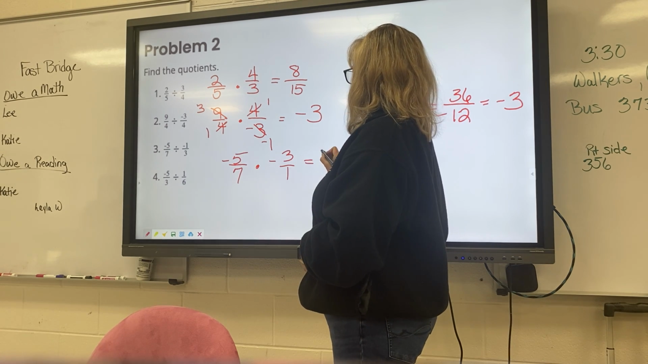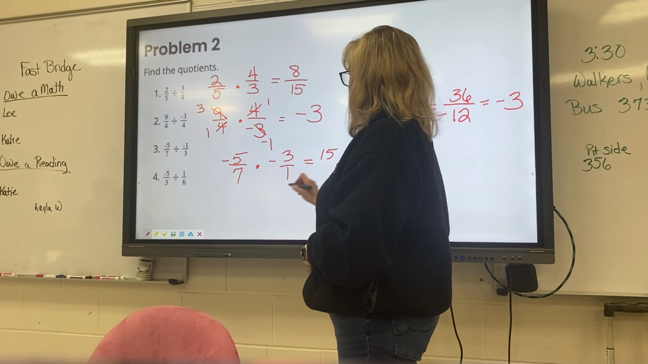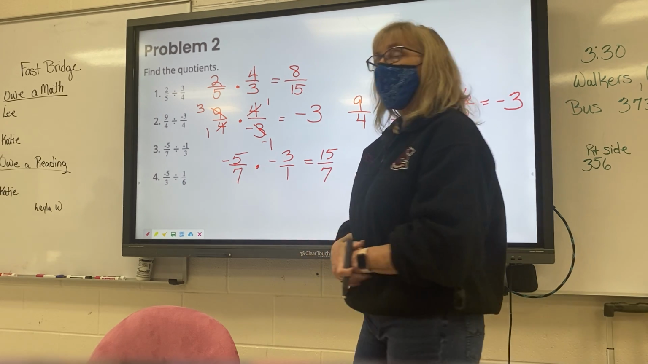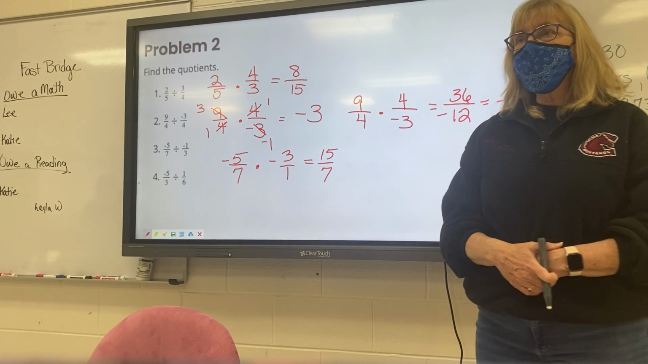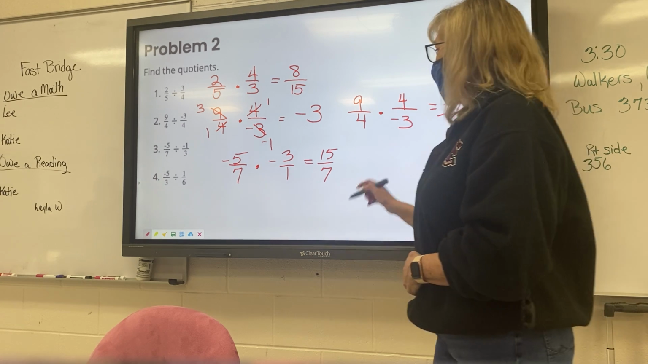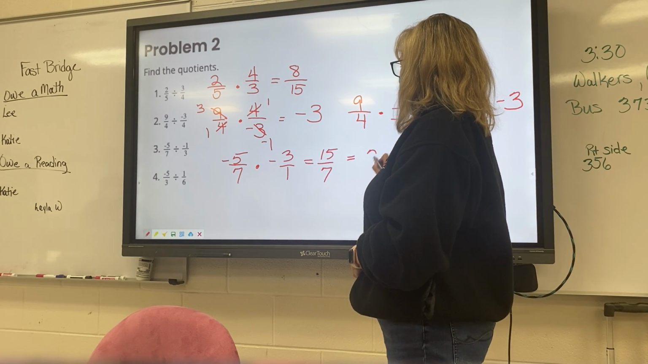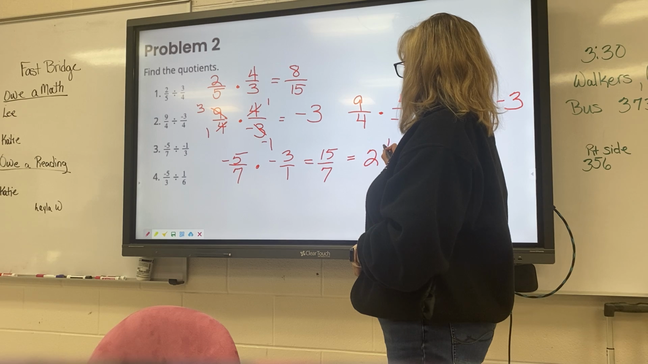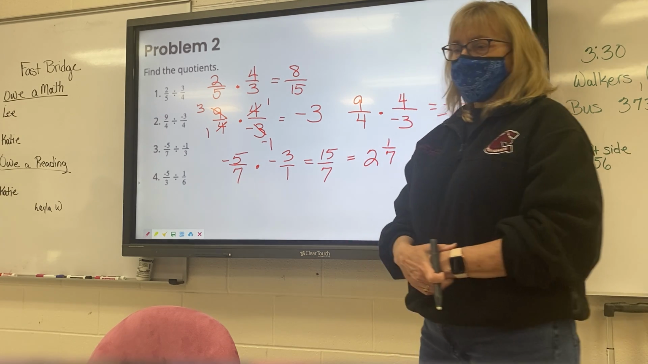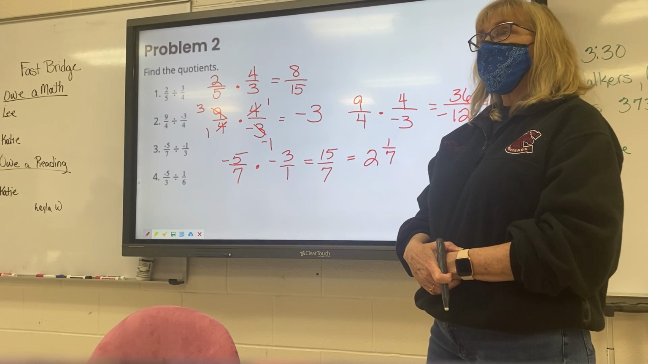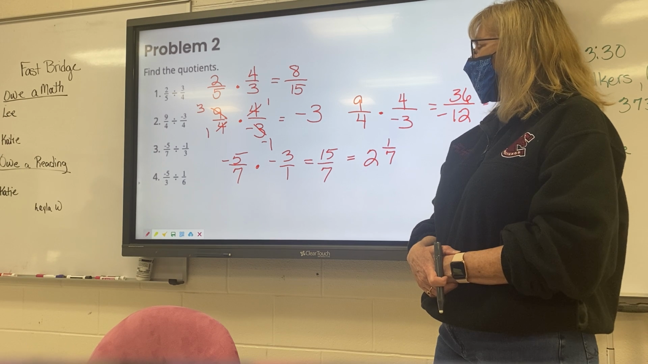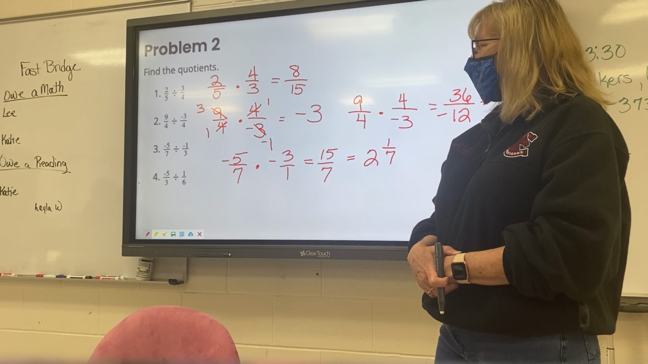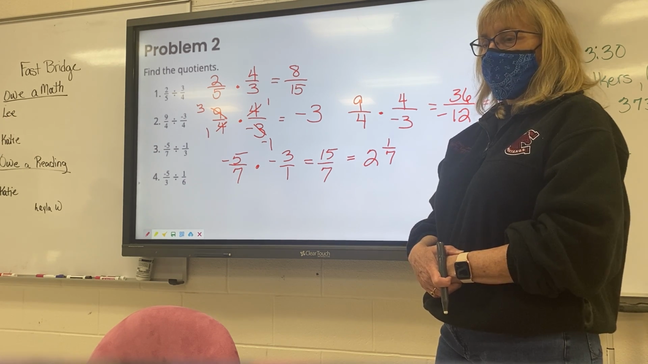So 5 times 3 is 15, 7 times 1 is 7. We can leave our answer just like that. If you want, you can change it into a mixed number. So that would be 2 and 1/7. Okay, questions?